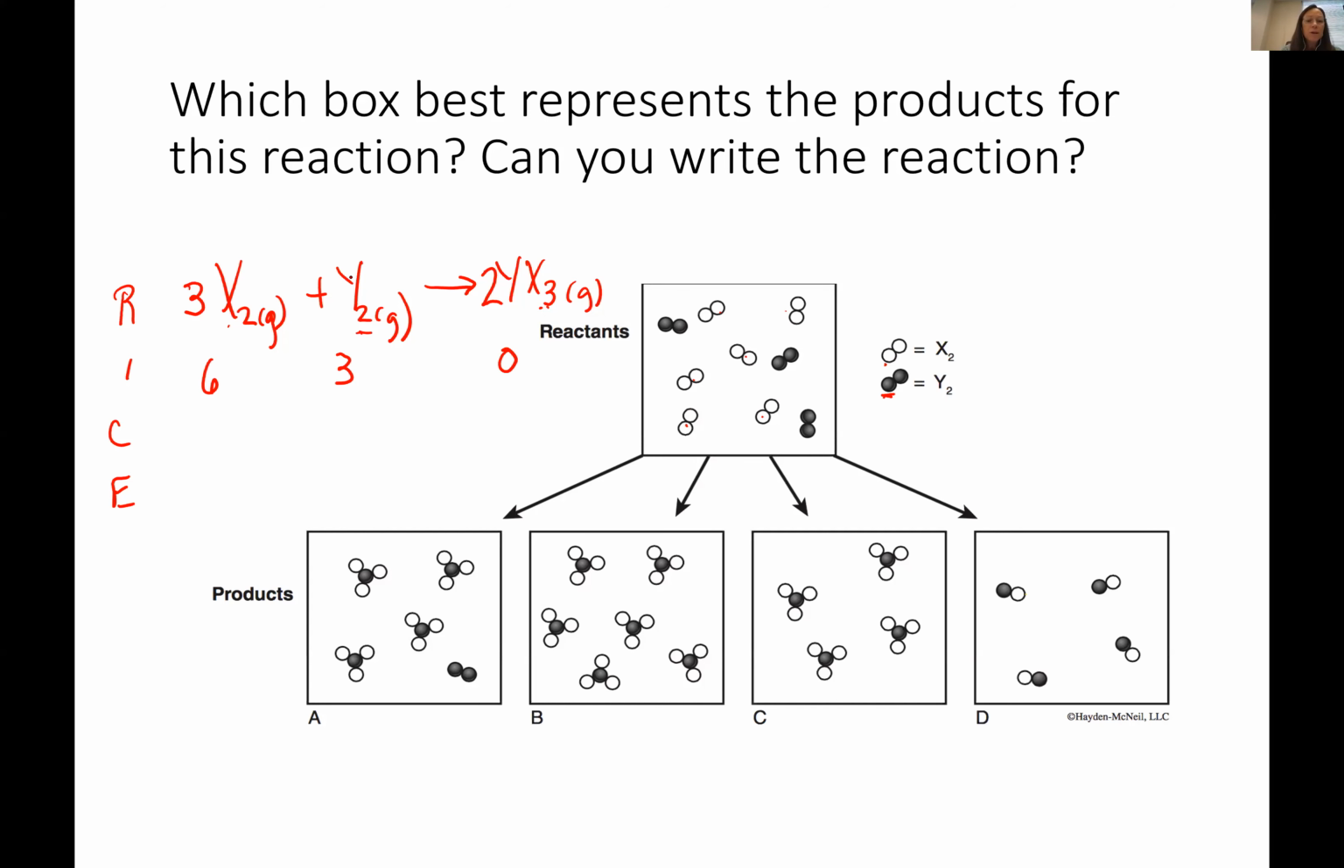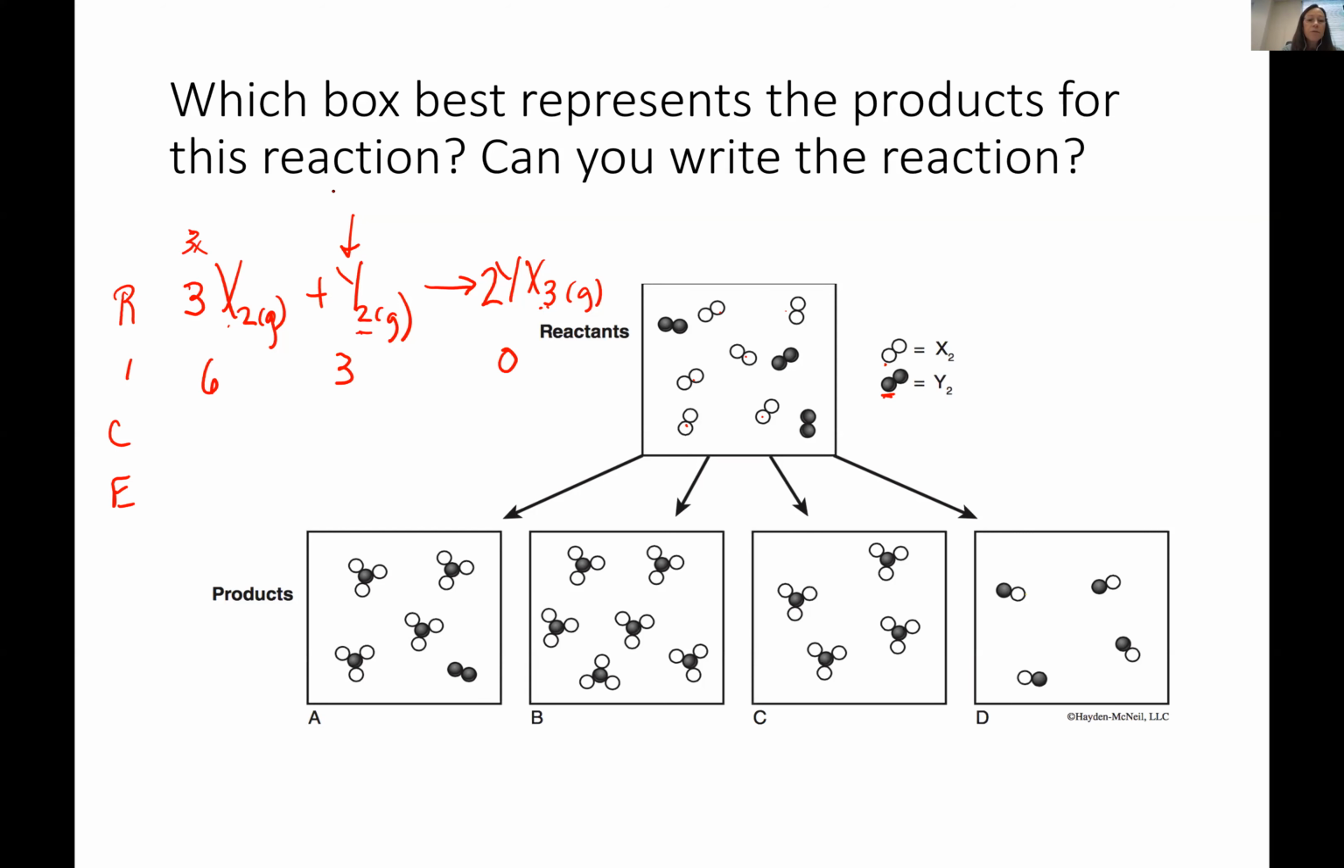So I'm going to go here. From every one Y2, you need 3 times as much X2, right? So if you have 3 of these, how many of these would you need? Wouldn't you need 9? You only have 6, so X2 is going to become my limiting reactant. I'm going to use all of them and be left with none. And then, since that's my limiting reactant, I'm going to be left over with some of these.